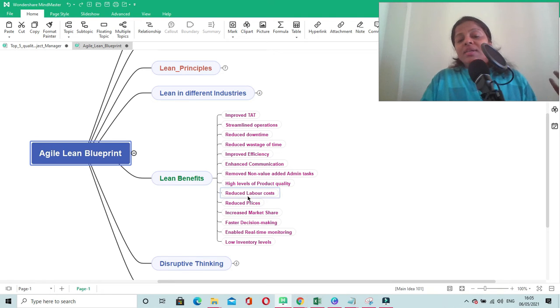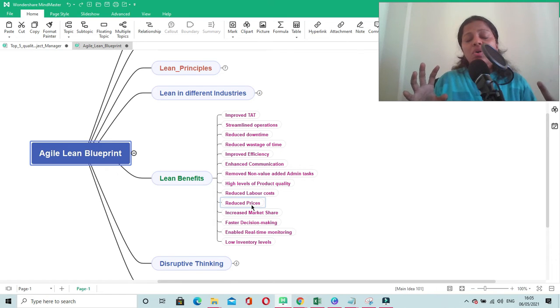The next benefit could be reduced labor costs. When you are executing your project in an efficient manner, then it is obvious that you will be reducing the cost of your project. Reduced prices, and reduced prices come into the picture like, if you are able to develop a software product at a lower cost, then it is obvious that you will be able to sell it at a lower price. So that is how the cost and price are related.